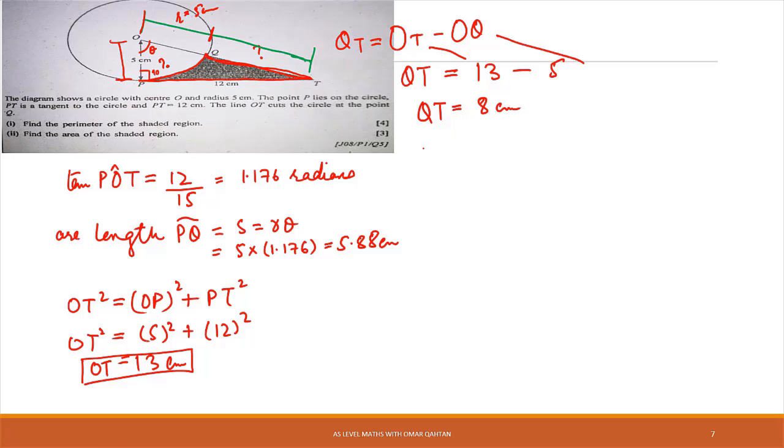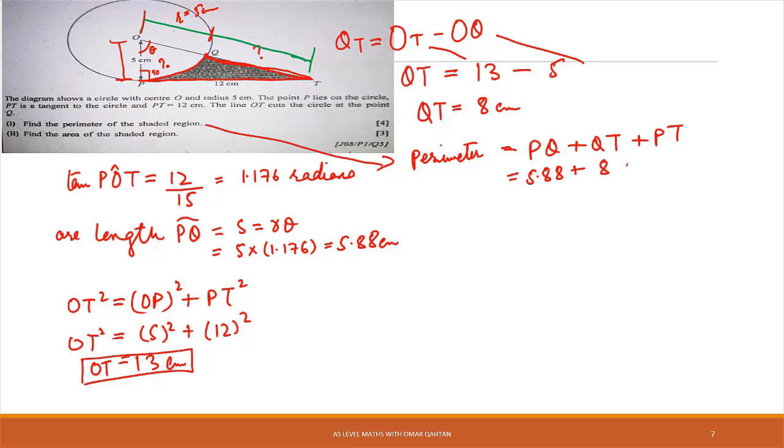Now I can find the perimeter, which is the answer for the first part. Perimeter will be equal to this PQ plus this QT plus this PT. So 5.88 plus 8 plus 12 will be equal to 25.9 centimeter.